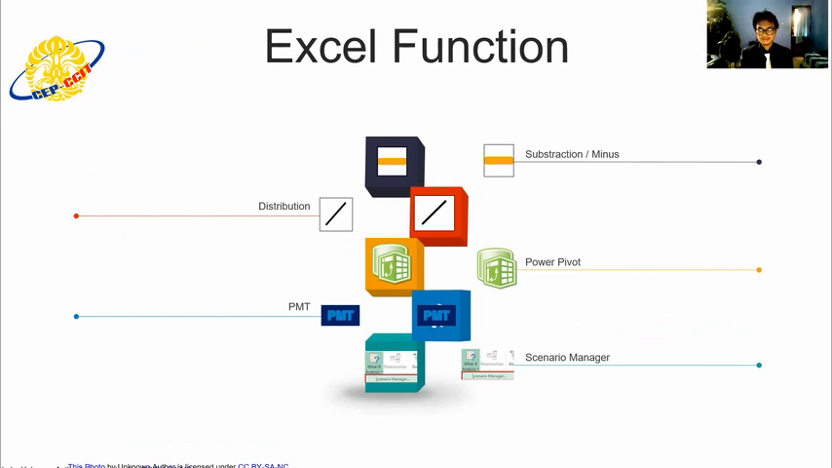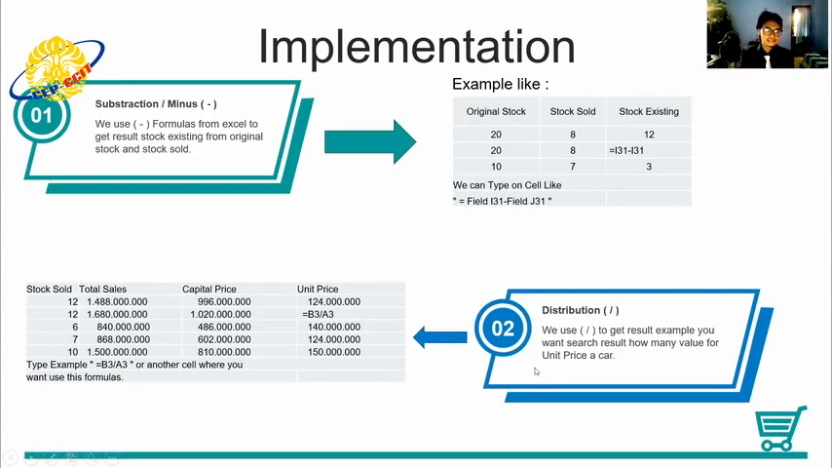Excel function. This is the functions we use in our project. There is subtraction or minus, distribution per pivot, PMT, and scenario manager. Implementation. Subtraction or minus. We use the minus formula from Excel to get the result stock existing from original stock and stock sold. For example, we type equal I31 minus J31 to get the result of stock existing.